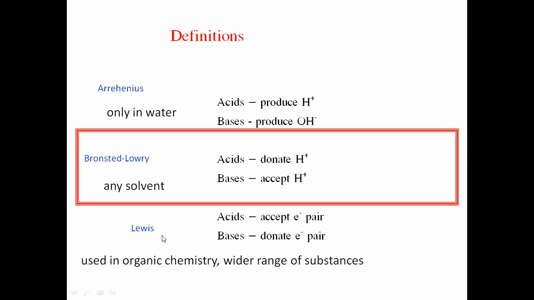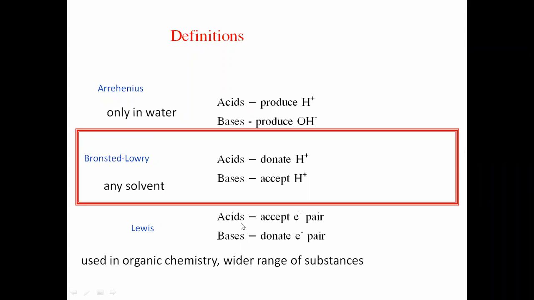Now, the third and very important concept, which we use nowadays also and which has quite fewer limitations, is broadly classified into Lewis acids and Lewis bases. This terminology, Lewis acid and Lewis base, is used extensively in organic chemistry, and this Lewis theory covers a wide range of substances as acids and bases. Many organic compounds are also covered in this Lewis concept of acid and base.